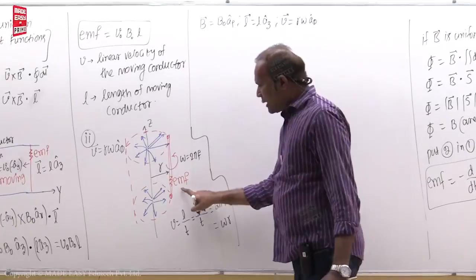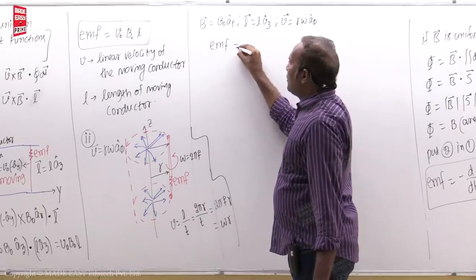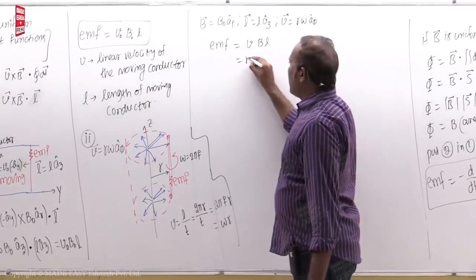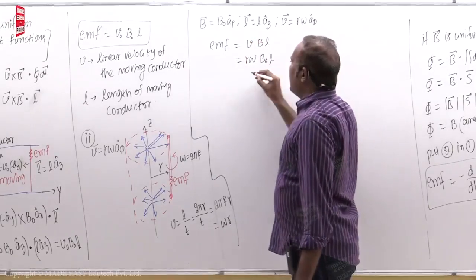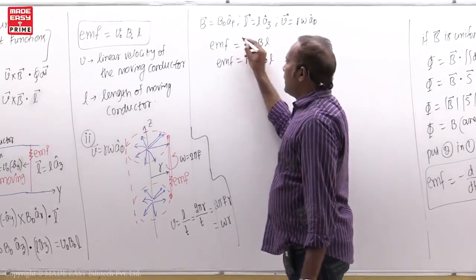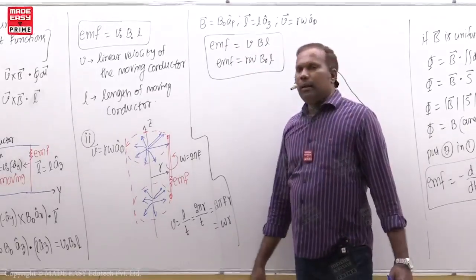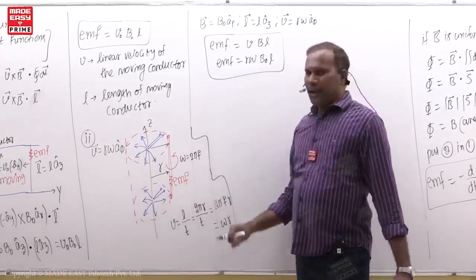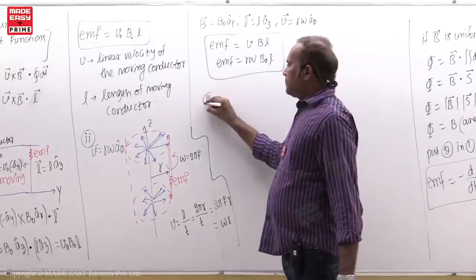So once again, how much EMF is induced in this? EMF induced is equal to, once again, VBL. So the magnitude of V is r omega. Magnitude of B is B naught. This is L. So this much EMF is there here. Once again, this formula is used. Whenever you see this diagram in the exam, then how much EMF is induced? This is the formula. Okay. Now third case, student.